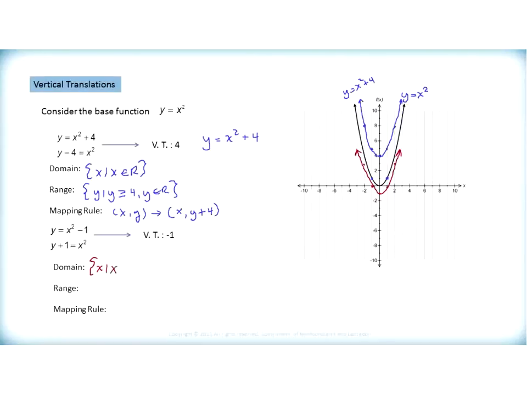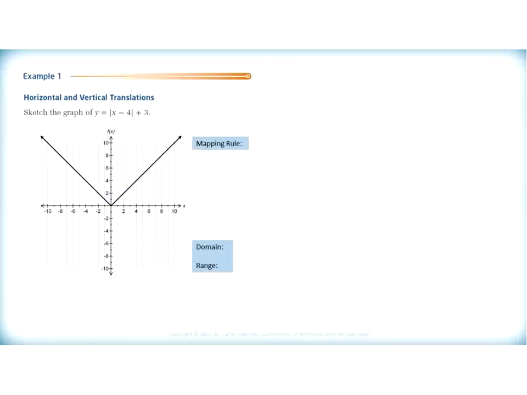Domain, still all real numbers. The range of this graph, I'm sure you'll agree, is greater than or equal to -1. And the mapping rule becomes (x, y) maps to (x, y subtract 1). So there's a quick review of vertical translations. Let's have a look at another example here.